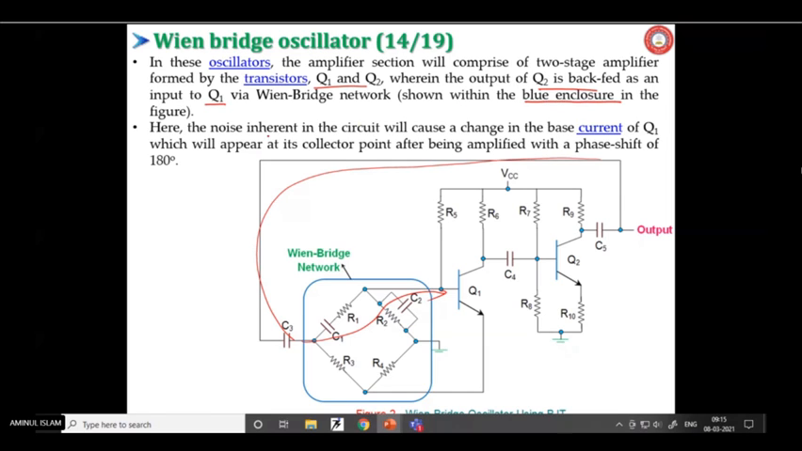The blue enclosure in the figure is the network. Well, this is talking about this one.